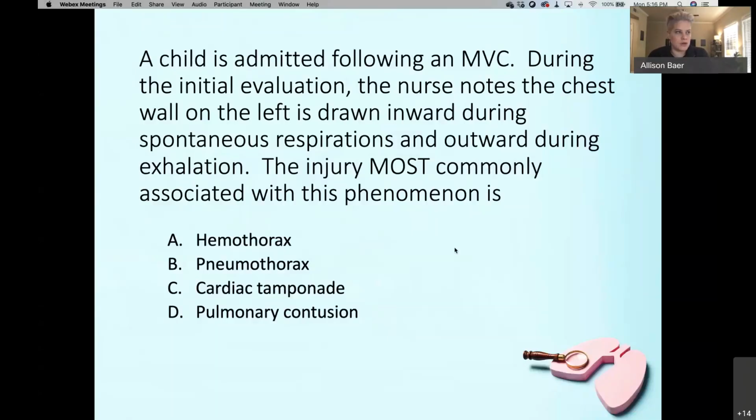So this is one where it's not asking you what that phenomenon is. It's asking you what's the injury associated when that thing happens. So you kind of have to know what the thing is they're talking about and then figure out which of these is associated with that thing. They like to do this a lot. They don't ask you the answer, they ask you the answer to the answer.